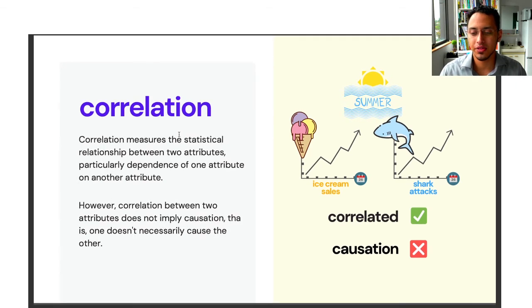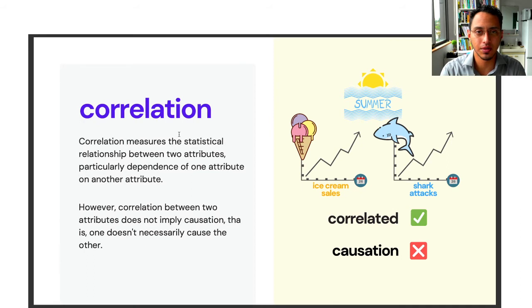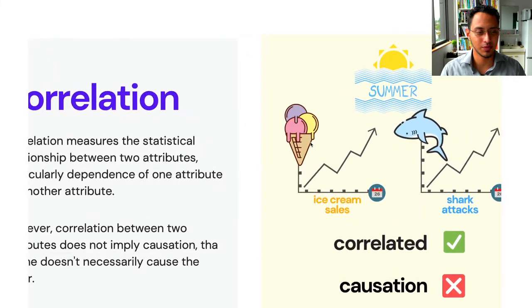What I want everyone to note, and I guess I've said this in a previous lesson, is that correlation between two attributes does not imply causation. That is, one does not necessarily cause the other. Okay, so let me describe this with a fun example.